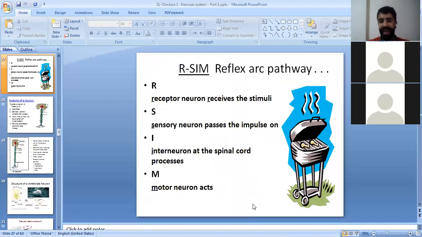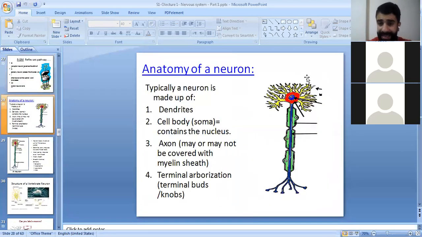The neuron has a shape like this. It has hair-like structures that are yellow in the figure. They are called dendrites. They receive the message. It has a cell body, this one in red, that contains the nucleus, the one in blue. The cell body we call the soma. Axon, which is the blue one, may be myelinated or not. We're going to talk about this. And finally, we have terminal arborization.